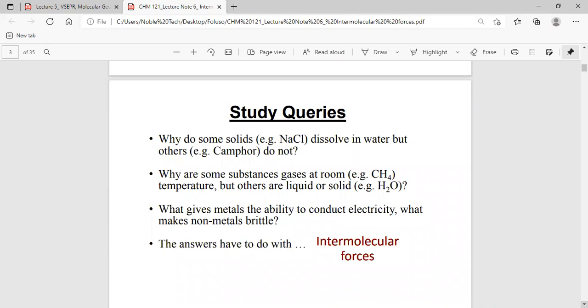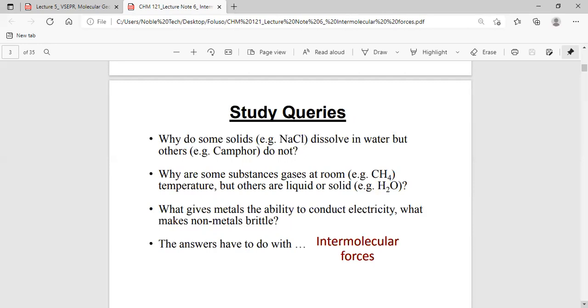Now, a study query. Imagine you are given sodium chloride and you are given camphor. Sodium chloride will dissolve in water, but camphor will not. Why? There must be a reason. The two of them are both solids. The two of them are even white in color, but sodium chloride will dissolve in water and camphor will not.